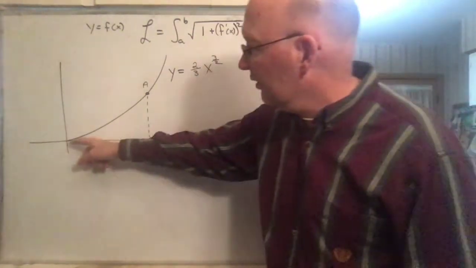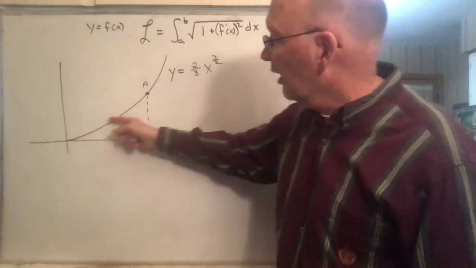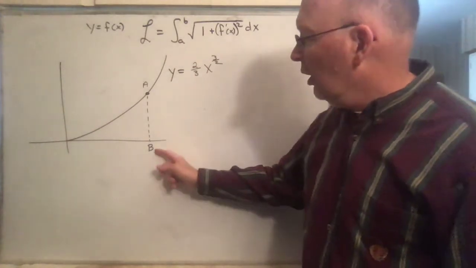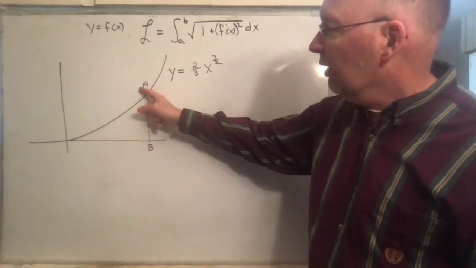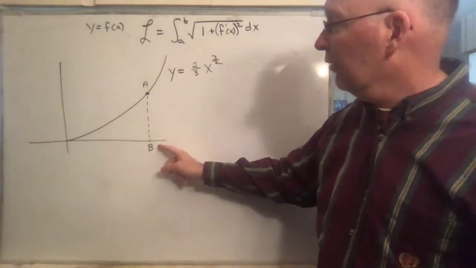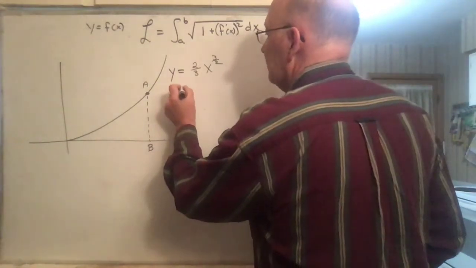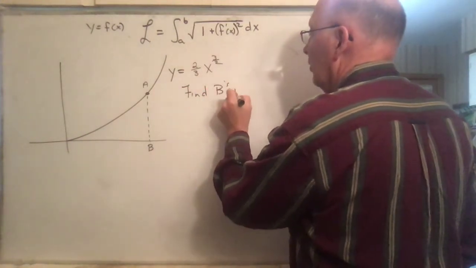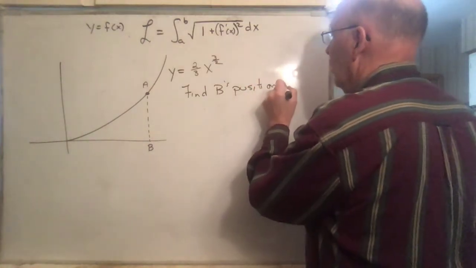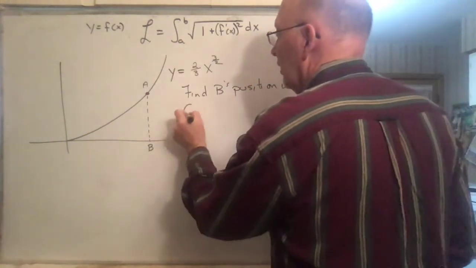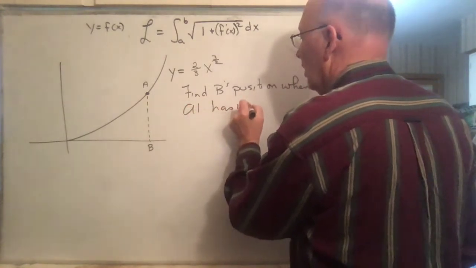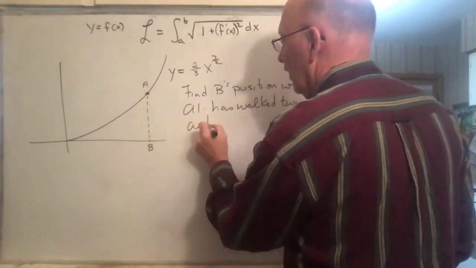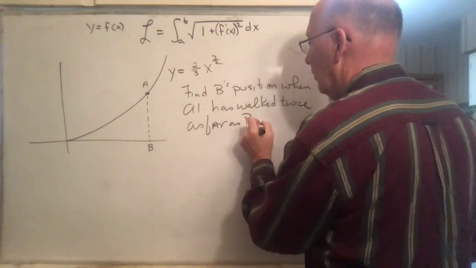And the question is, obviously, since Bob is walking in a straight line and Al is walking along a curved line, Al is going to be walking farther than Bob. And so the question is, where will Bob be when Al has walked exactly twice as far as Bob? So find Bob's position, his x-coordinate, when Al has walked twice as far, exactly twice as far as Bob.